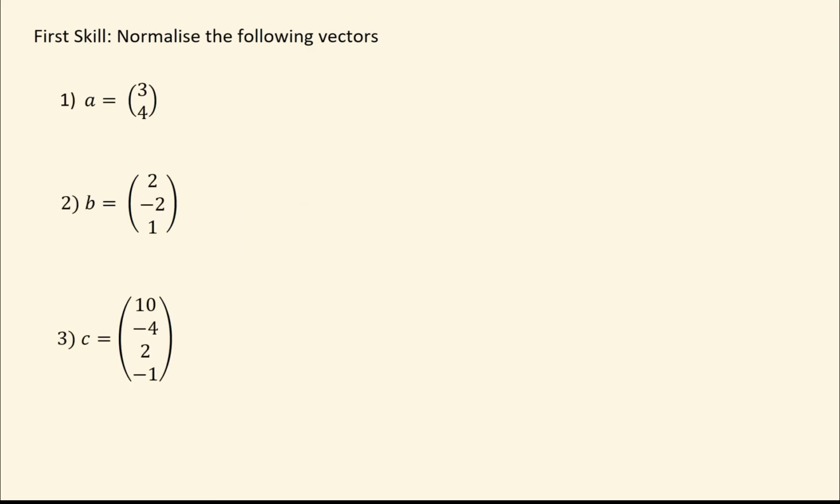So we're going to normalise the following vectors. When I say normalise vectors, you're basically making them into unit vectors. You make them have a length of 1.